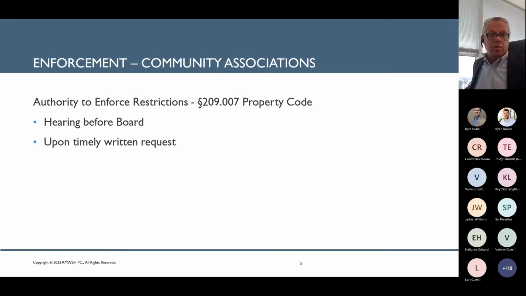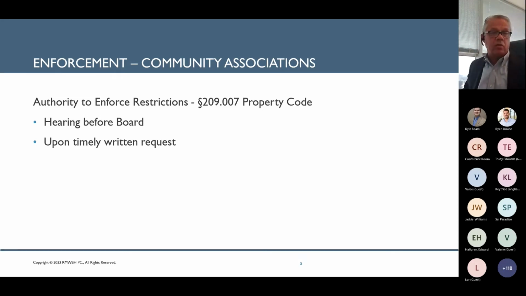These are the instances in which you have to send the 209 letter: filing a lawsuit other than a suit to collect an assessment or foreclose a lien, charging an owner for property damage, or levying a fine for violations of the governing documents. One of the requirements of that letter is that it advise the owner that they can request a hearing before the board. What we're talking about today specifically is when they request a hearing before the board about an architectural control committee issue, and they don't like the decision that comes from the architectural control committee.